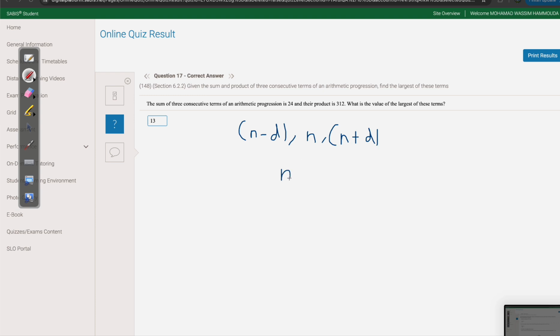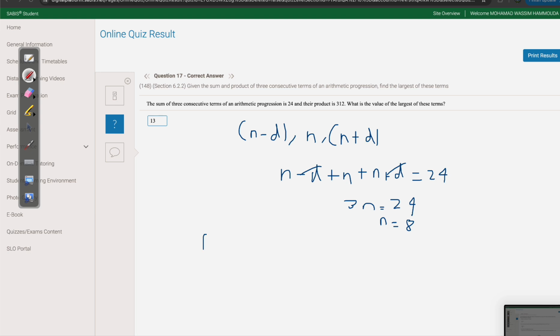So n minus d plus n plus n plus d is equal to 24, right? So d and d cancel. You can get 3n is equal to 24. n is 8. Simple as that. And then we're going to use the product to find d.